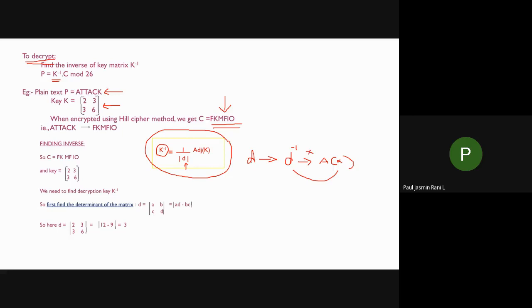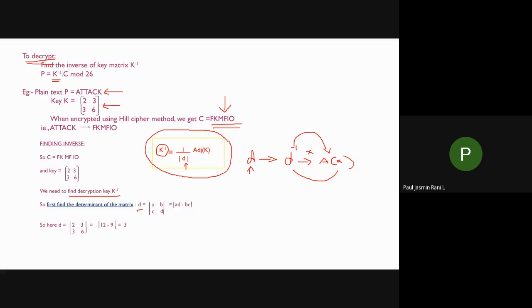So first you have to find out your determinant D. Next you have to find out D inverse. Then you have to find out adjoint of K. Then you have to multiply these two things. Okay. So let us see what you have to do. So first one, finding a determinant D. So first let us see how we can find out a determinant D.